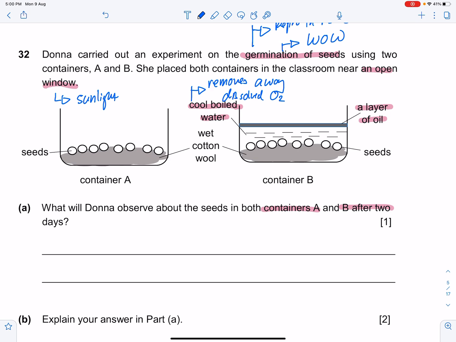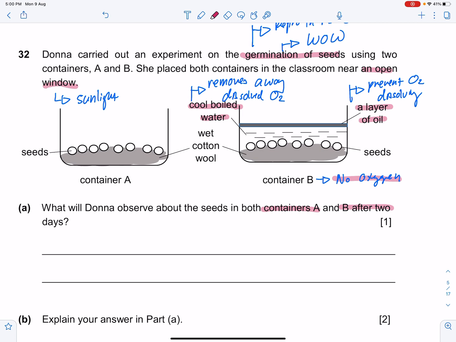And then the layer of oil in this case could either prevent evaporation, some might argue, or actually prevent oxygen from being dissolved in the water. So technically in setup B, I can say that there's no oxygen. Then I will ask myself, this setup is trying to prevent any oxygen. How does this actually affect germination?